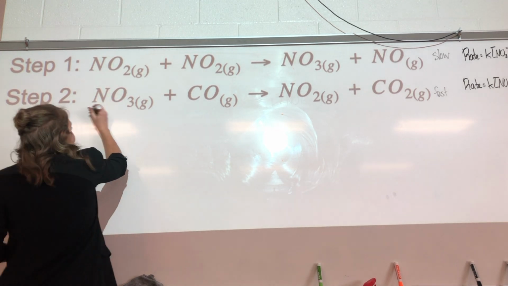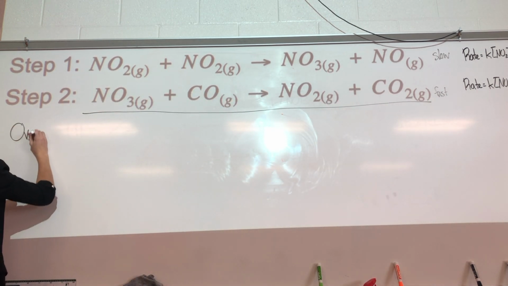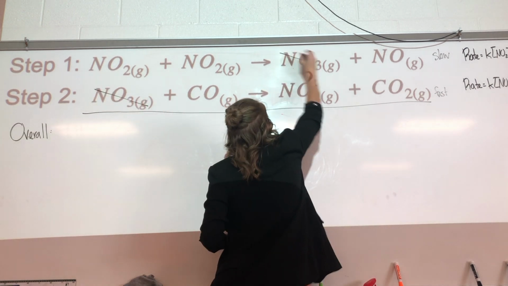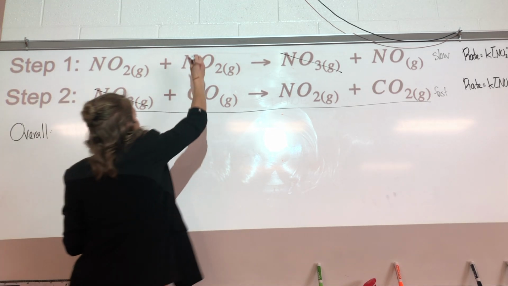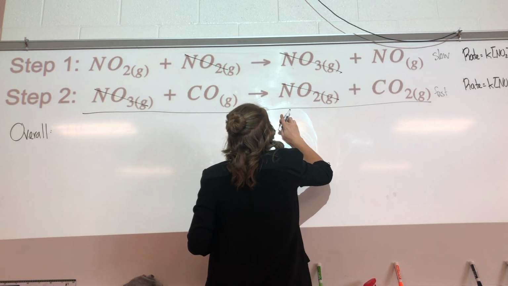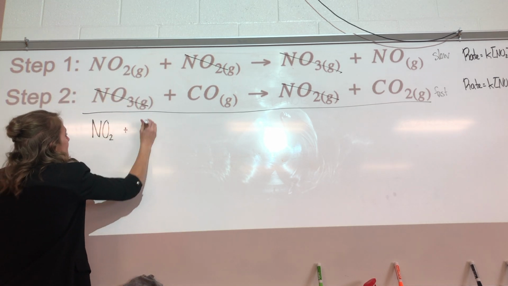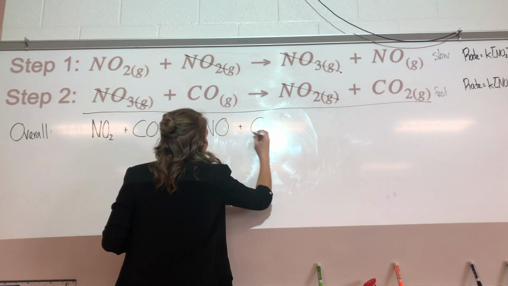Now, let's determine the overall. So first let's write the overall reaction because it's not given. The overall reaction means we cancel out intermediates and spectators. So NO3 cancels out, and what would that be classified as? Intermediate, yep. And then one of the NO2s cancels, and that's a catalyst. All right, carry what's left down. So we have NO2, CO, changing into NO and CO2.